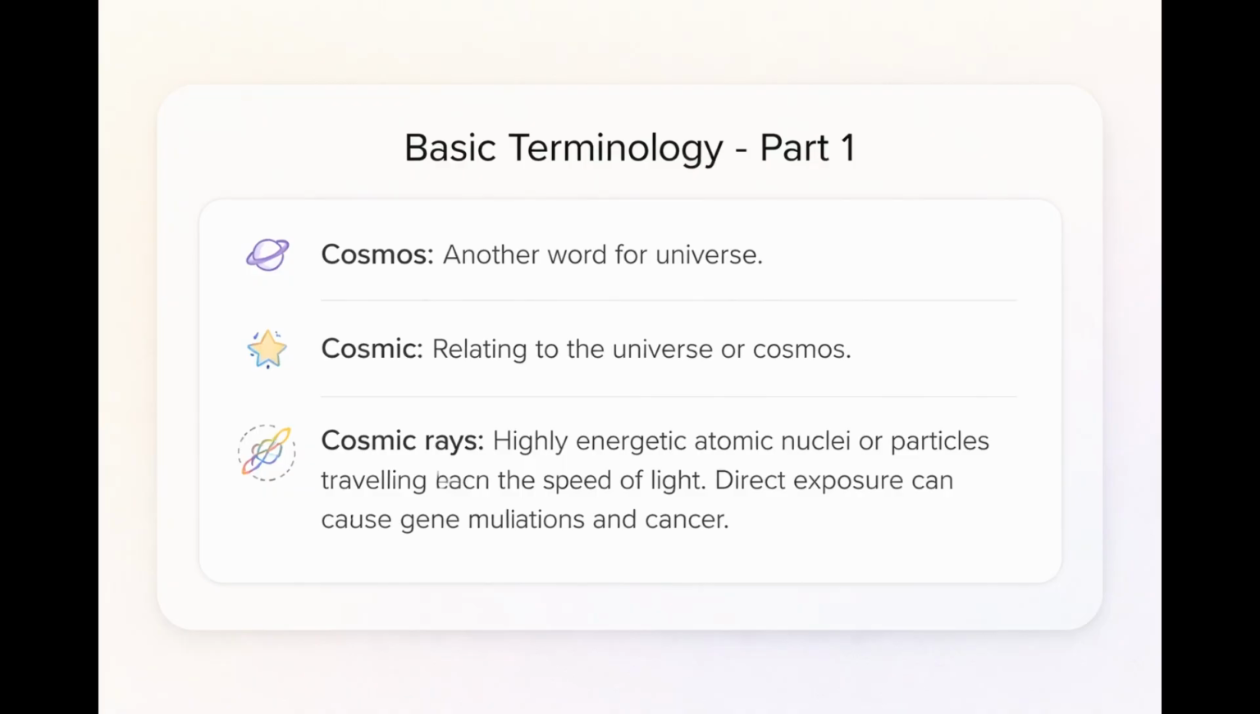Before we dive into the deep end, let's establish some basic vocabulary. You will often hear the word cosmos, which is simply another term for the universe. Anything cosmic relates to this vast space. For example, cosmic rays are highly energetic particles zipping through space at nearly the speed of light. They are actually quite dangerous, as direct exposure can cause genetic mutations.